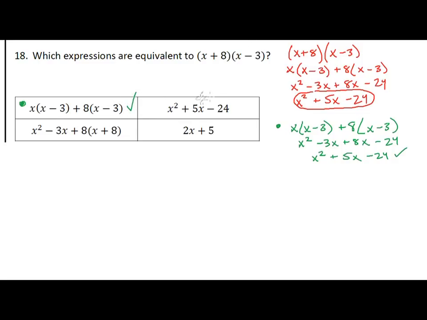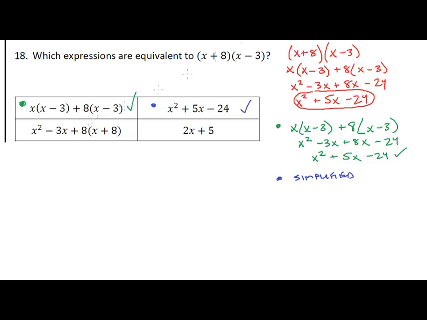Let's do the next one. This one right here, I'm going to color code that dark blue. Oh wait a second, we don't have anything to do here because the dark blue one is already simplified. You can't simplify it anymore, and it happens to match exactly our simplified question. So that one is definitely equivalent.